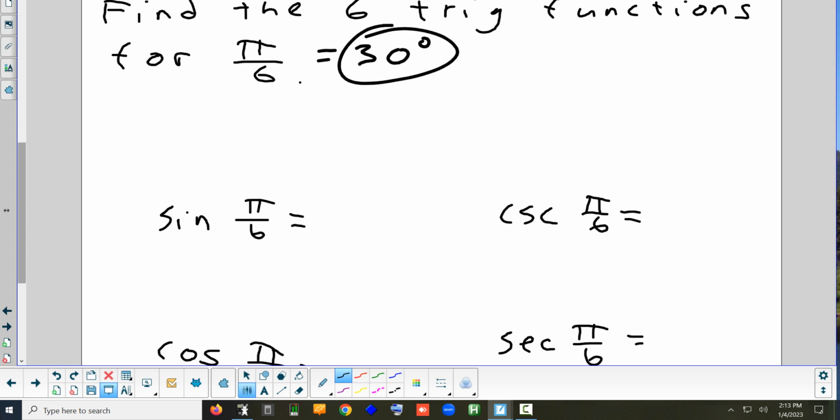Now, off the top of my head, I know the two numbers. I know there's a root 3 over 2, and I know there's a 1/2. I don't always remember which one goes where. Is the 1/2 first, or is it second?